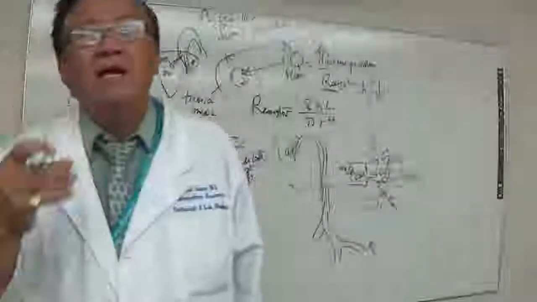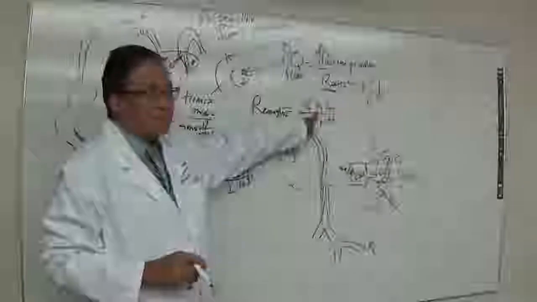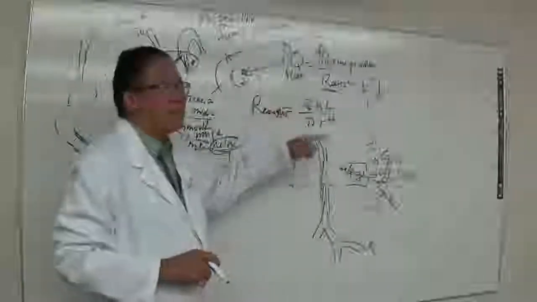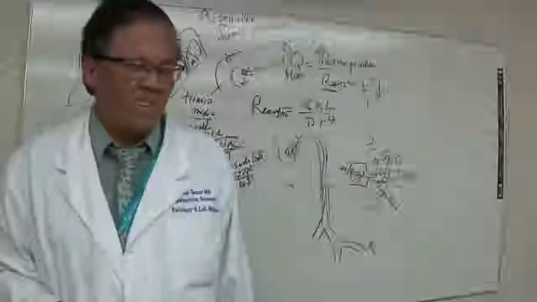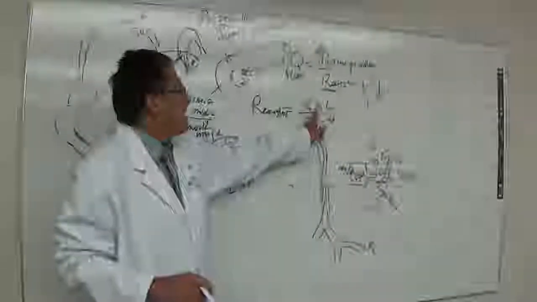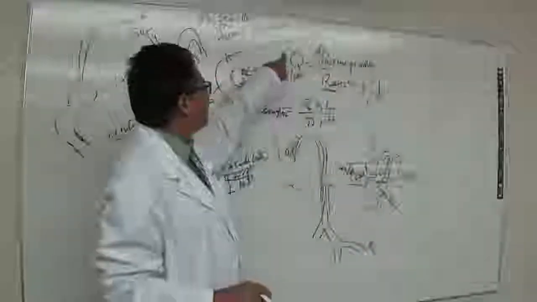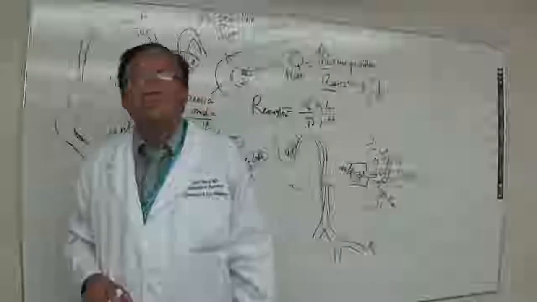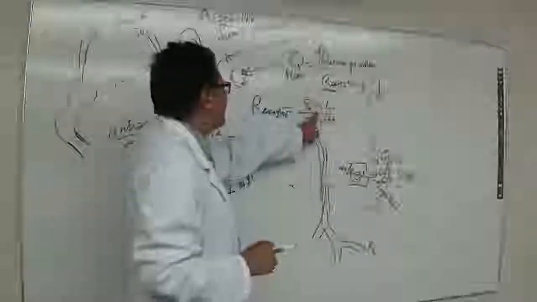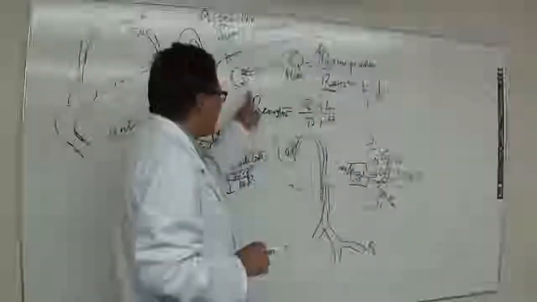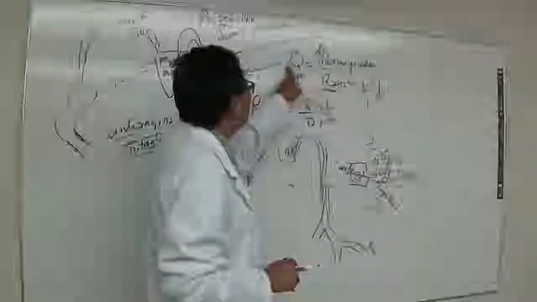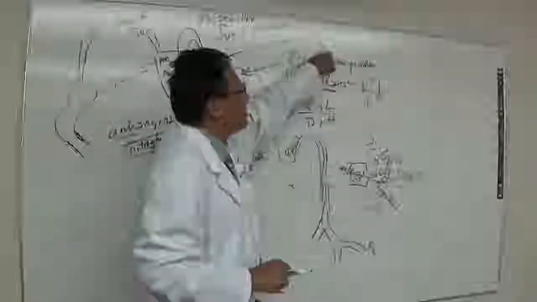Okay. Let's start first with the relationships. Resistance, compare, what is η? Viscosity of the blood. What is the relation? Direct or inverse? In other words, increasing the viscosity, what happens to the resistance? Increase resistance. If you increase resistance, what happens to the blood flow? It goes down. Do you understand? On the other hand, if you decrease viscosity, what happens? Decrease resistance. Decrease resistance, what happens to the blood flow? It goes up. You see how important that is?